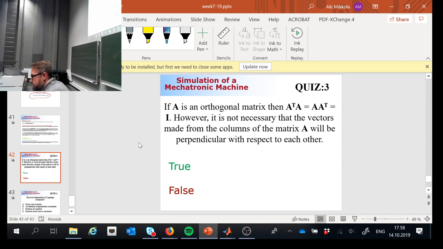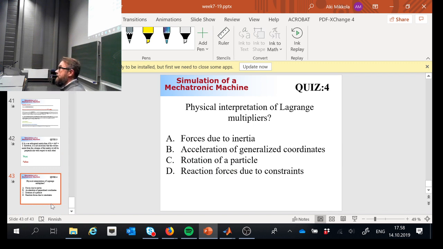Okay? Then I have another question. You can take a look at that too. Physical interpretation of Lagrange multipliers. What a big surprise. This came right out of the blue sky, so no idea. But the options are: force is due to the inertia, acceleration of generalized coordinates, rotation of a particle, and reaction force is due to the constraints. Only one is correct.